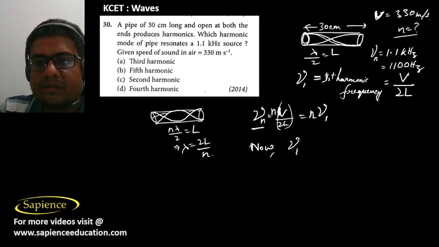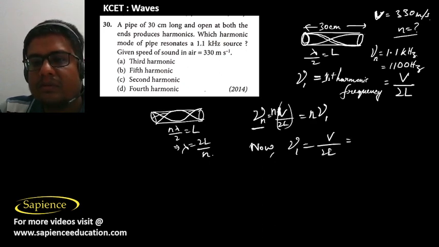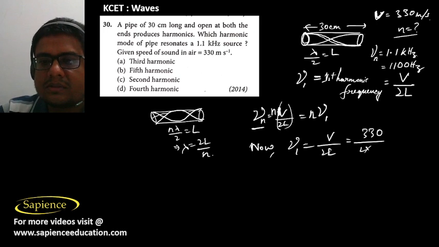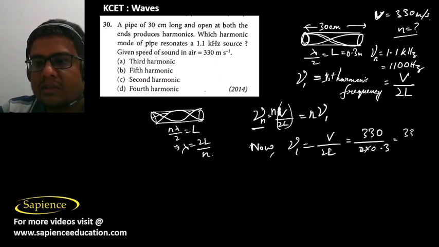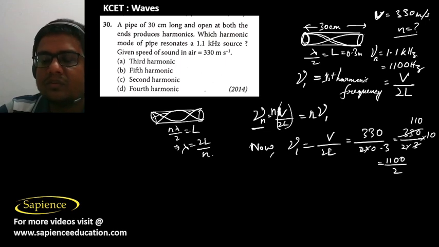Now the first harmonic frequency, v by 2L, will be equal to 330 by 2L. 30 centimeters means 0.3 meters, so 2 into 0.3. So this will be 330 by 2 into 3 by 10. So that 10 will go up, and 330 times 10 by 3 will be 1100 divided by 2 hertz.